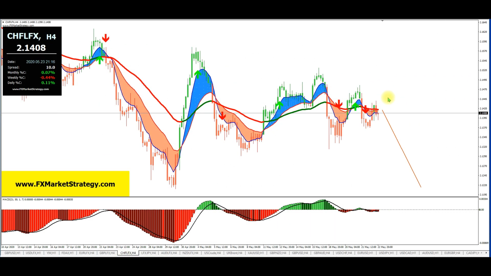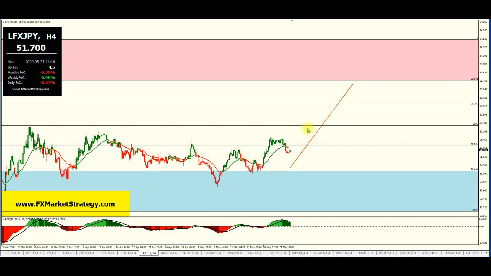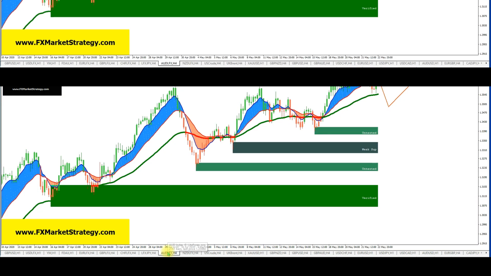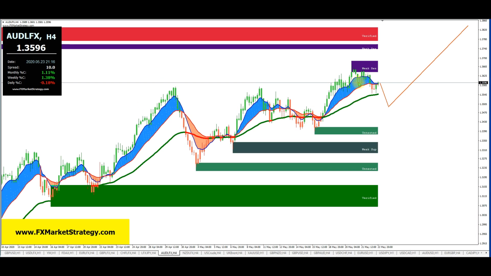Franc index has been ranging, so we expect it to come down. Japanese yen, we expect this to go up, and this is the reverse of the Japanese index. What does this mean? JPY pairs, we're going to take only the buy signal. Don't take any sell. Buy everything against Japanese yen. In Australia, we expect an uptrend, an up move, but first we can see one wave down. Not sure it will happen, but it is a possibility to come down and take it.